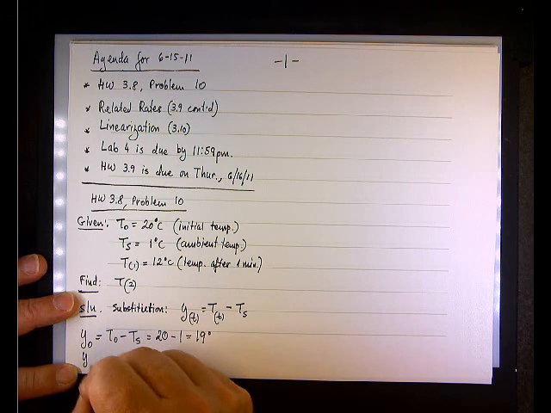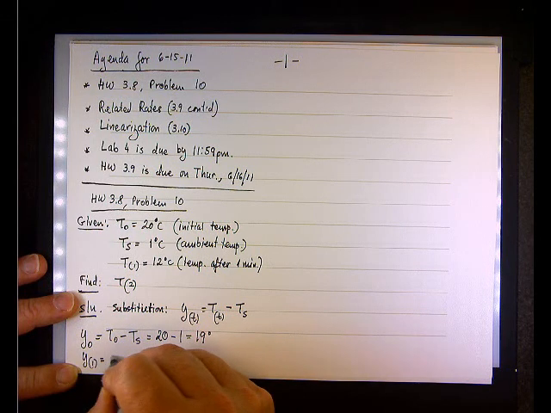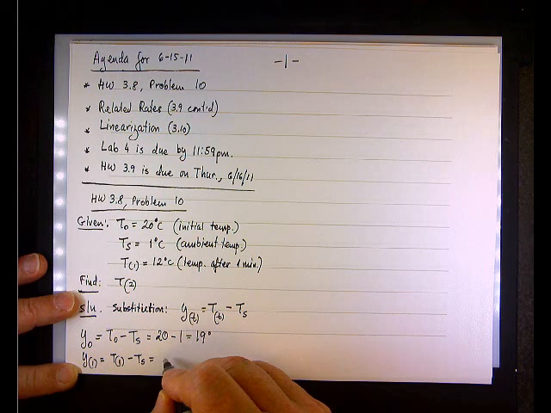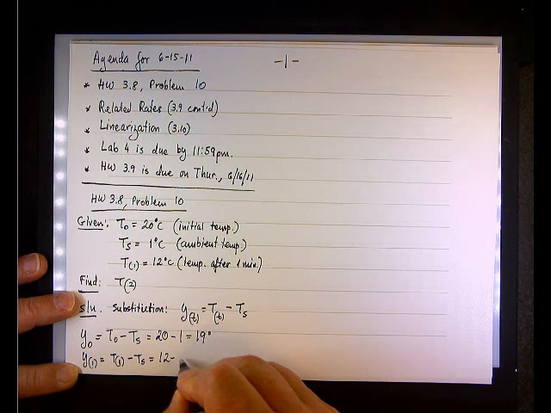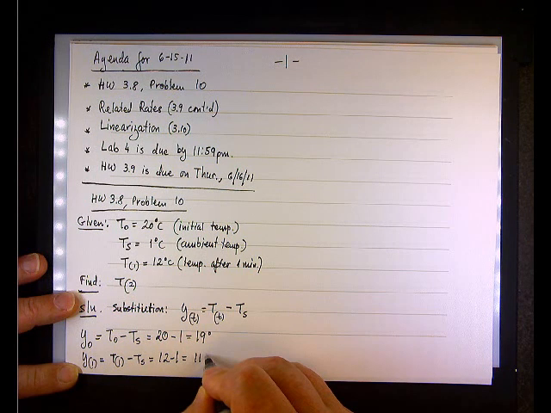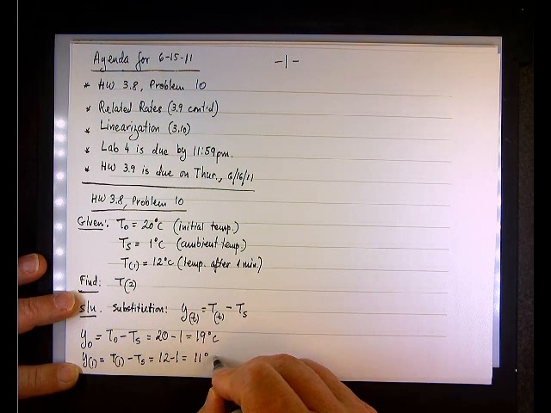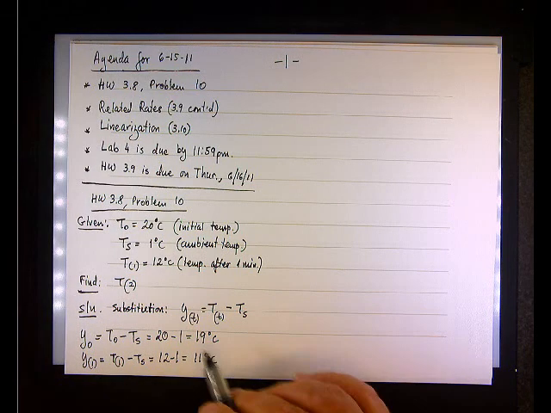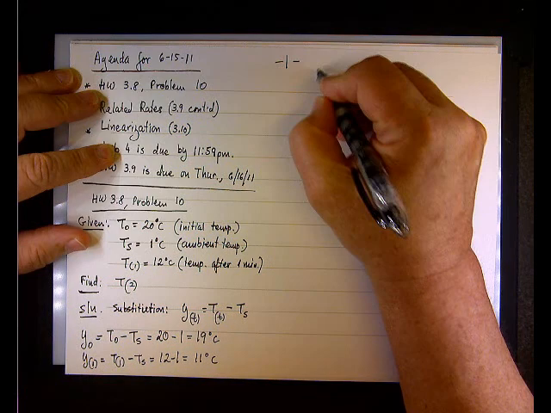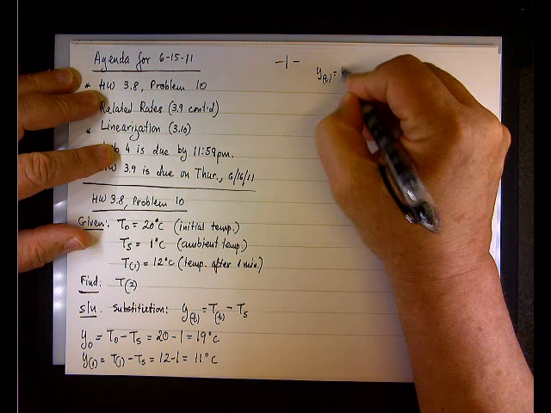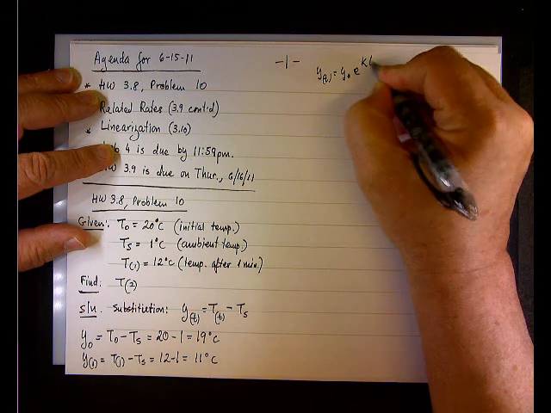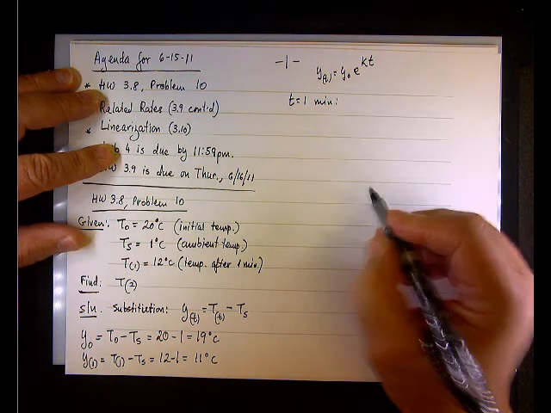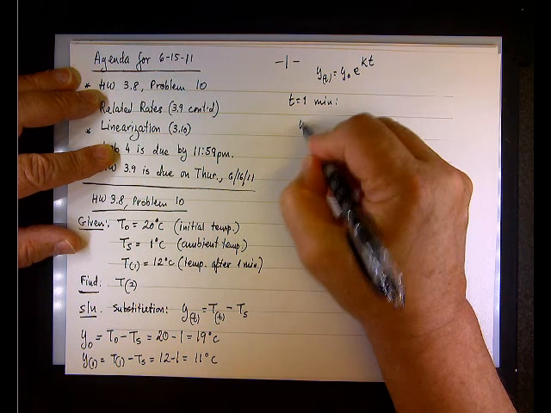Okay. The other thing that we want to know, what will happen at 1 minute. At 1 minute, it will be T at 1 minute minus T sub s, and therefore it will be 12 minus 1 or 11 degrees Celsius. All right. So we know that the solution in y will be y of t equals y sub 0 e to the power of kt. So at t equals 1 minute, we have the following.